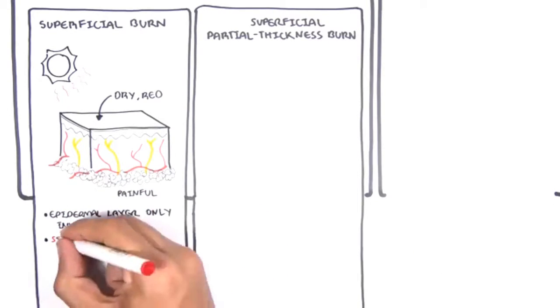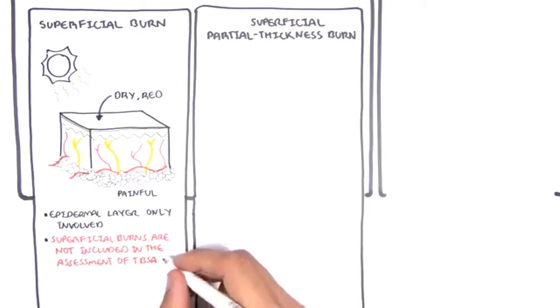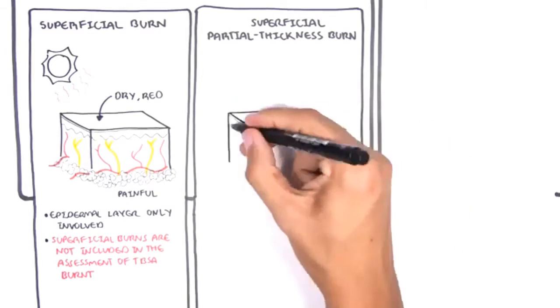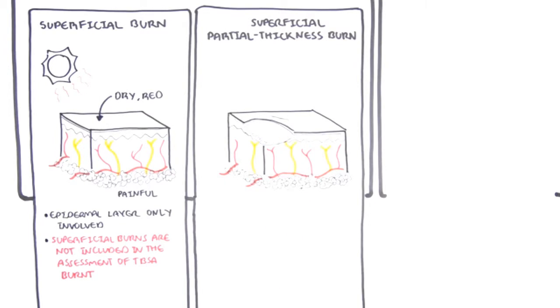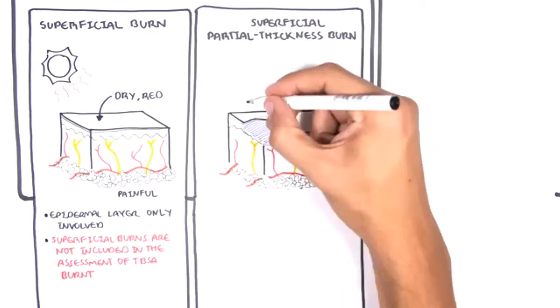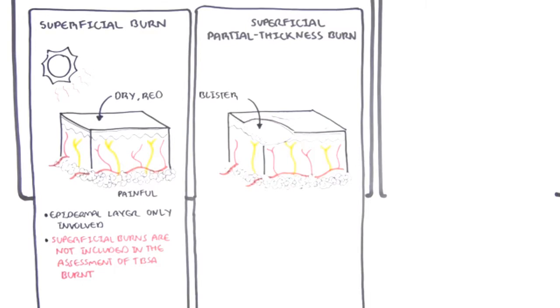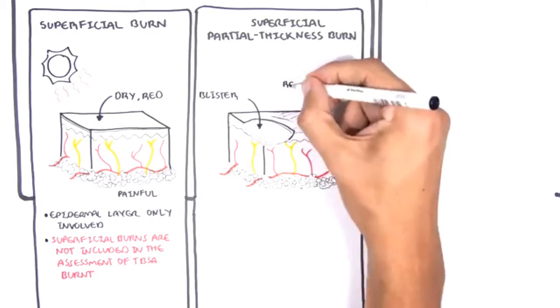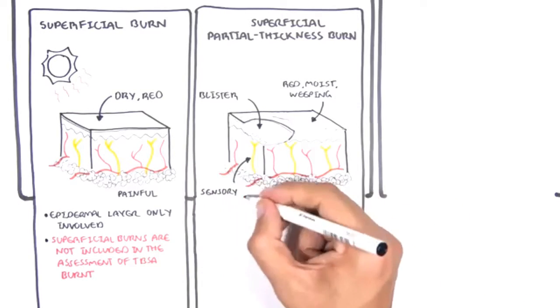On a side note, superficial burns are not included in the assessment of the total body surface area burn. In a superficial partial thickness burn, you are causing damage all the way to the papillary layer of the dermis, so the upper dermis. And because you are going all the way to the upper dermis, you are allowing the blood vessels to increase permeability, leading to blister formation, which then can subsequently rupture. The feature of the burn is red, moist weeping with ruptured and unruptured blisters. The burn here is very painful.